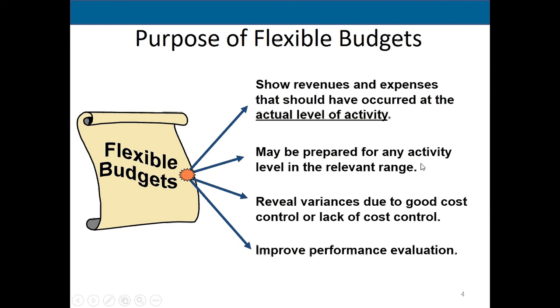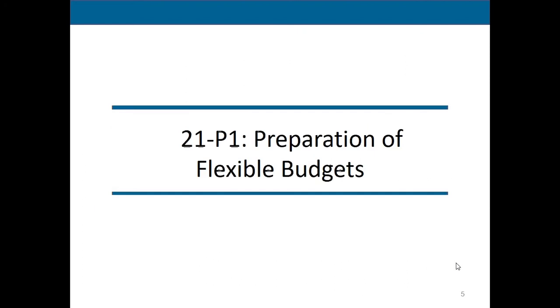It can be prepared for any activity level in the relevant range. There's that term again. Remember the stepwise cost? We have to stay within a certain range, otherwise fixed costs start to change. It reveals variances due to good cost control or a lack of cost control. That's good because that'll probably help us do our job, and it helps us to improve performance evaluation.